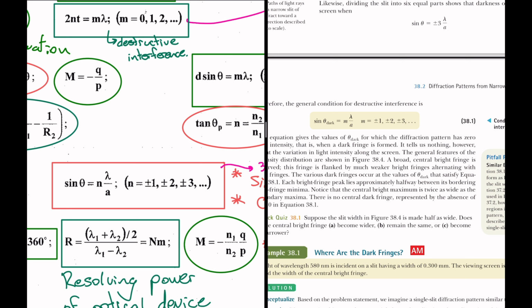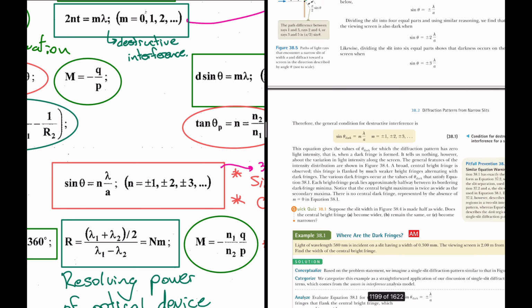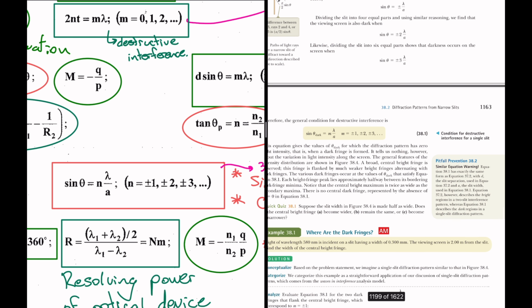Otherwise, the math is all the same. We have a lambda here, we have an a over here, and we can see that this little index variable n, which is called m in the textbook, takes on all the positive and negative integers, excluding 0. Cool, and this is telling you that it is interference, destructive interference specifically for a single slit.